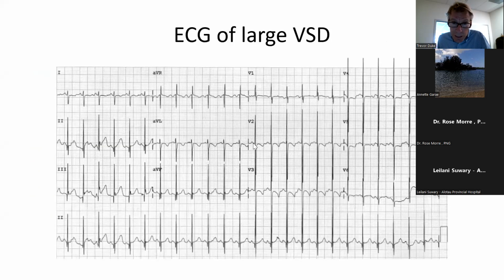So here you've got a heart rate of 150. You've got a normal PR interval. So it's sinus rhythm, and there's a P wave before every QRS complex. There's a normal PR interval, and the P wave morphology is normal, and the QRS duration is normal.